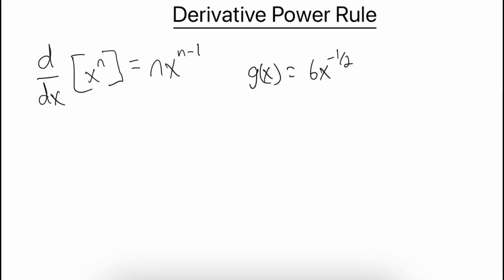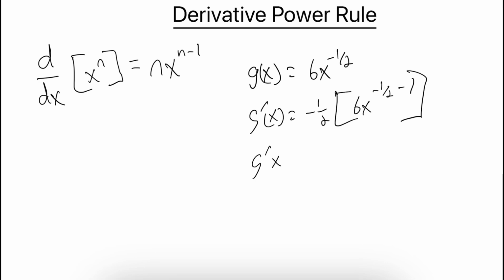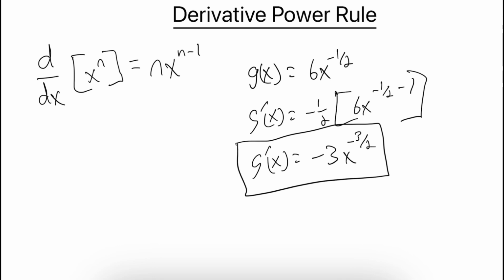Now we have g of x equals 6x to the power of negative 1/2. So g prime of x equals negative 1/2, which is our n, times 6x to the negative 1/2 minus 1. So g prime of x equals negative 1/2 times 6 is negative 3, x, negative 1/2 minus 1 is negative 3 over 2. So negative 3x to the power of negative 3 over 2 is our final answer.